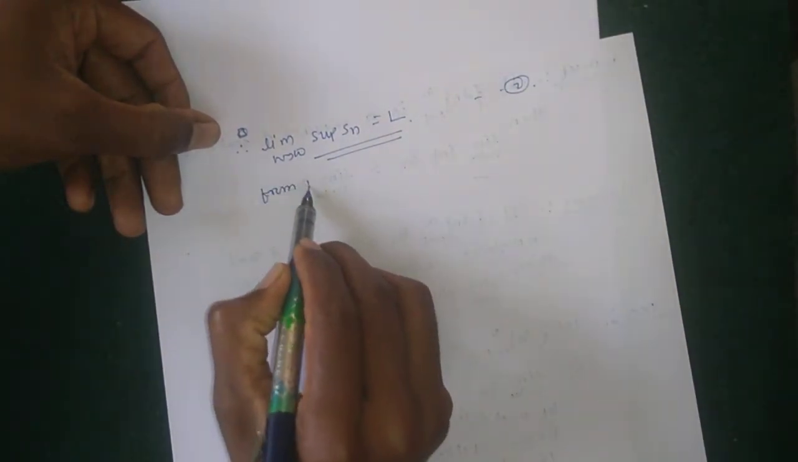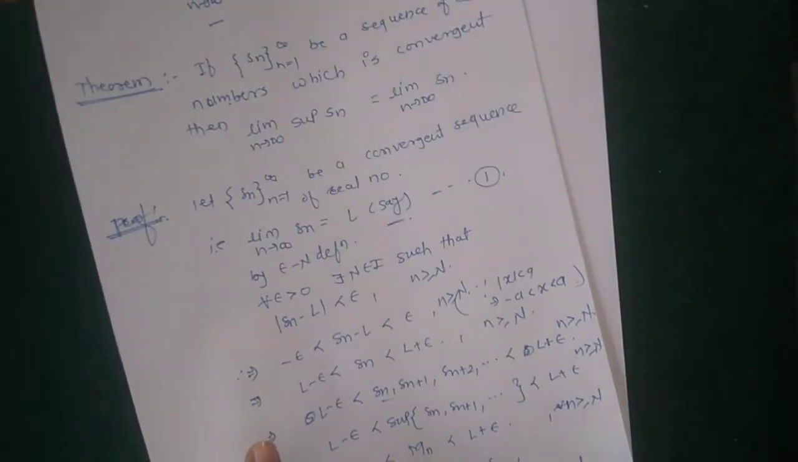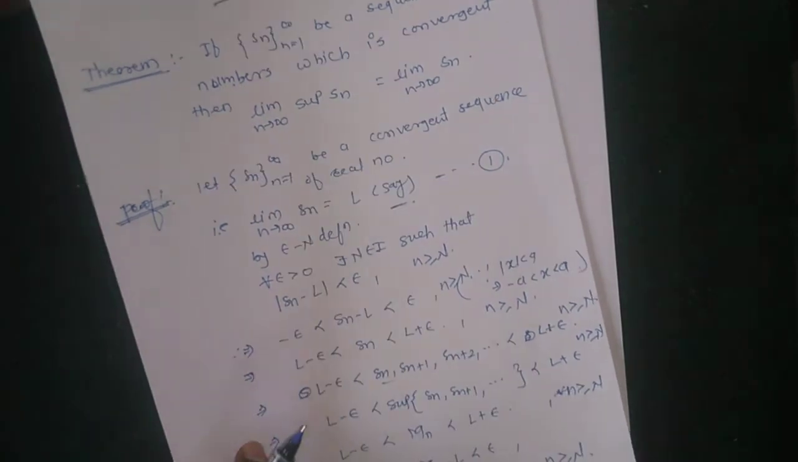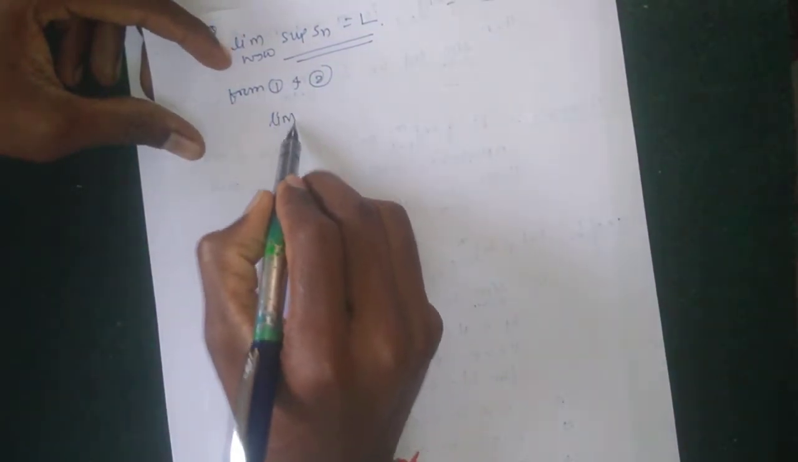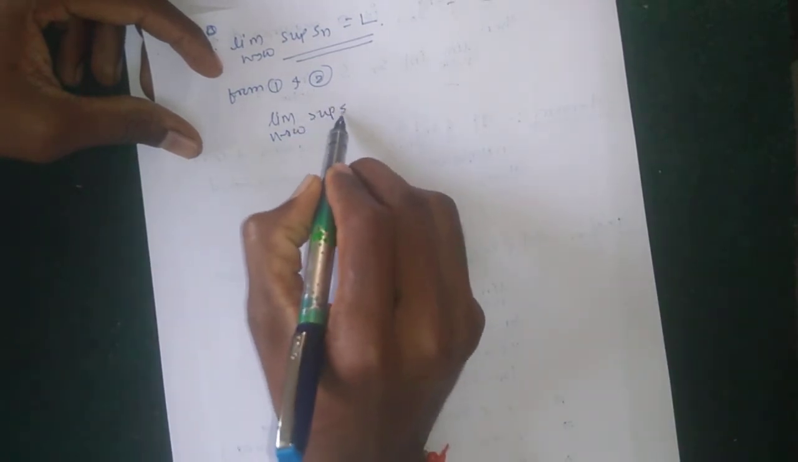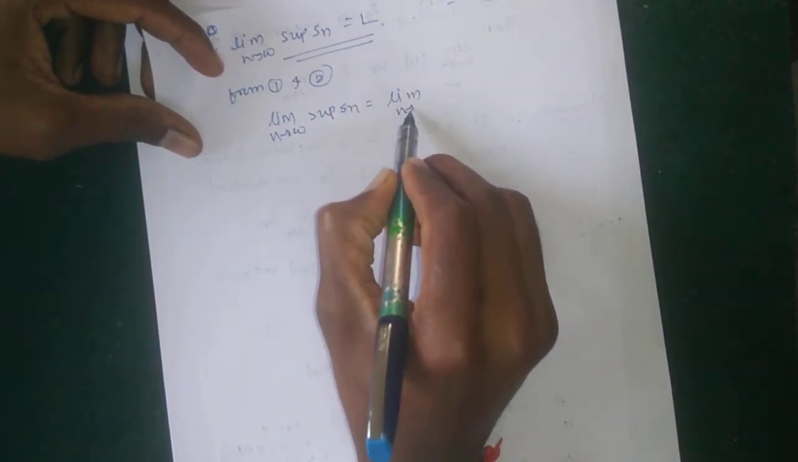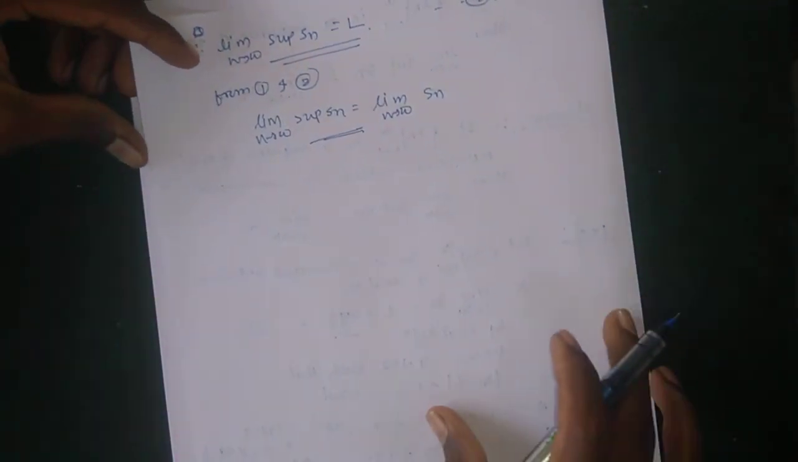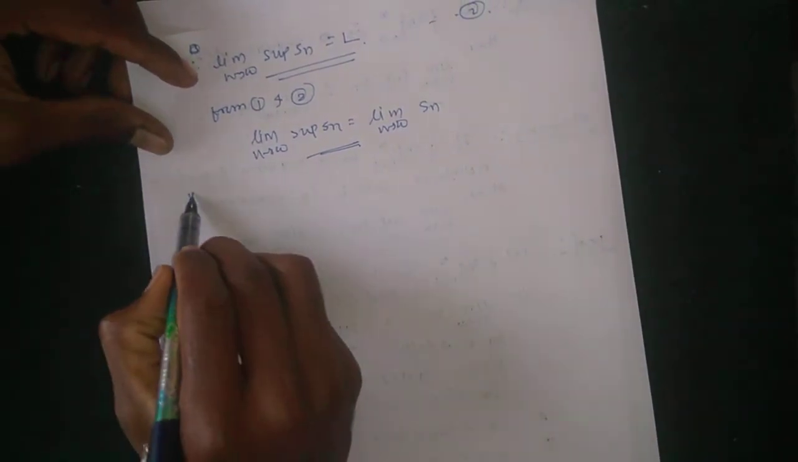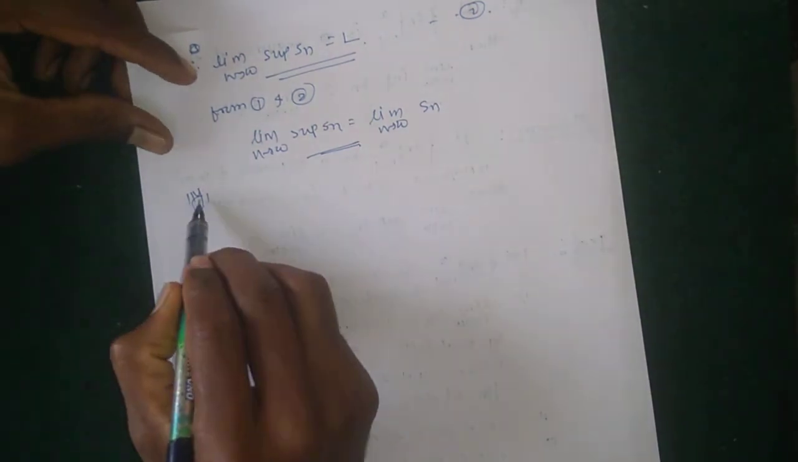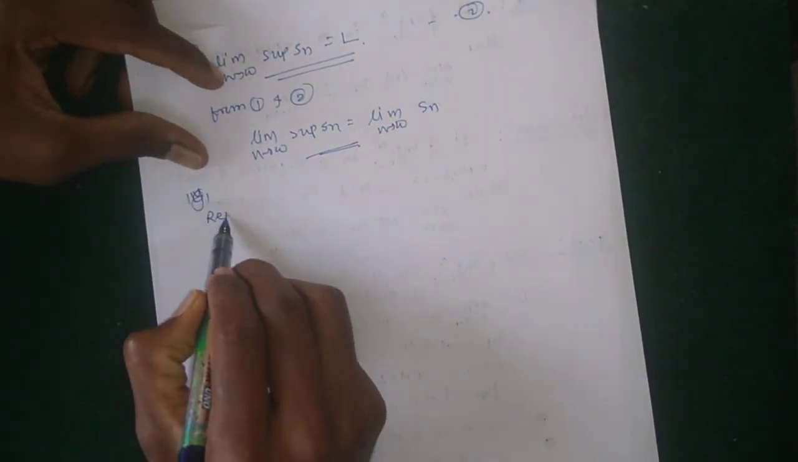Therefore, from 1 and 2: the sequence Sn has limit L, and the limit supremum of Sn also has limit L. Therefore, from 1 and 2, both limits are the same. Okay, the limit supremum of Sn is equal to the limit as n tends to infinity of Sn. Similarly, we can show the other one. This is one theorem or remark.